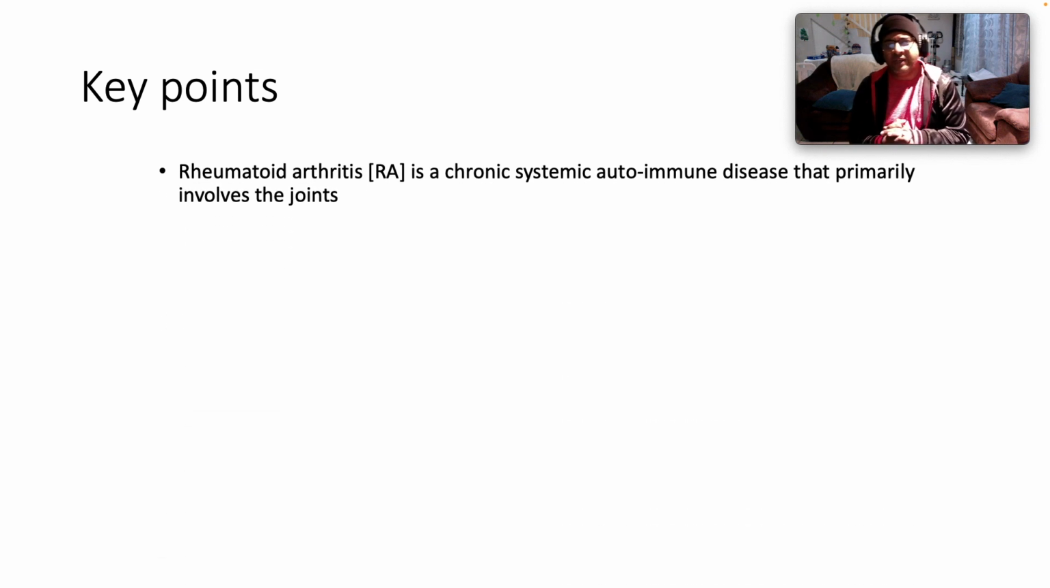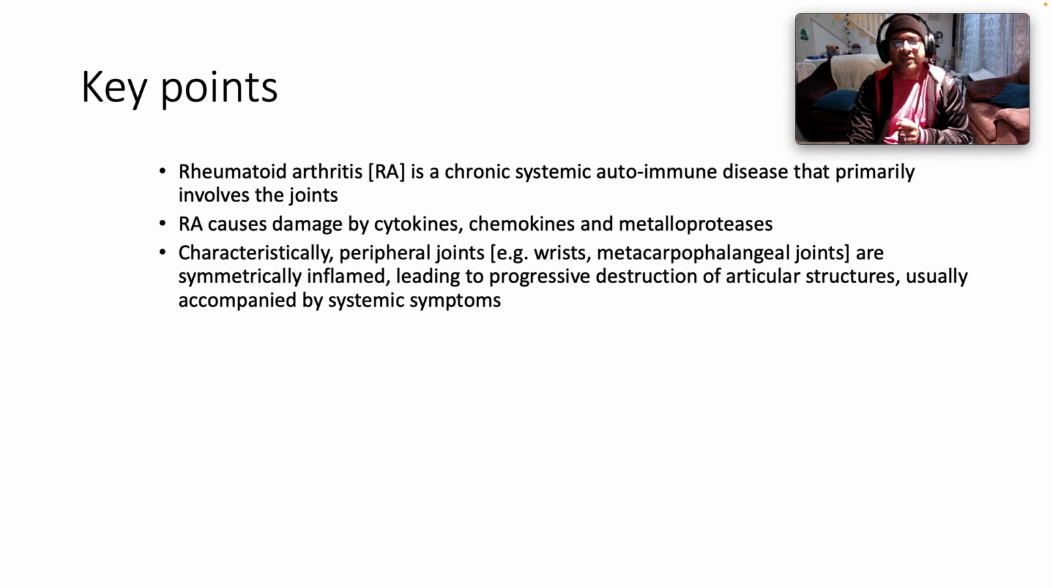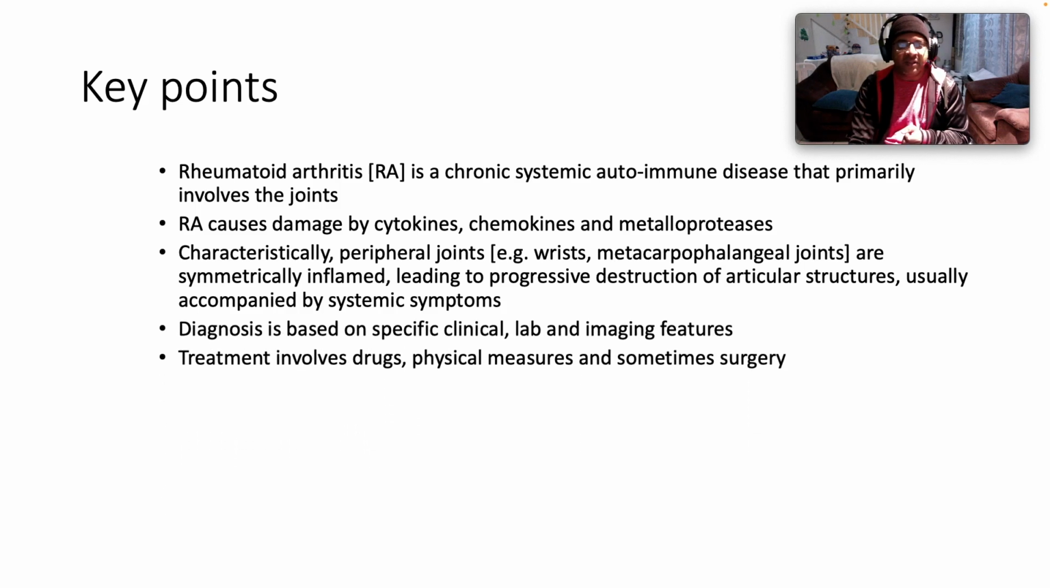Key points to take away, guys. Rheumatoid arthritis is a chronic systemic autoimmune disease that primarily involves the joints. Right? It causes damage by cytokines, chemokines, and metalloproteinases or metalloproteases. It characteristically affects peripheral joints like the wrist and metacarpophalangeals, which are symmetrically inflamed, leading to progressive destruction of articular structures, usually accompanied by systemic symptoms. Diagnosis is based on specific clinical, lab and imaging features.